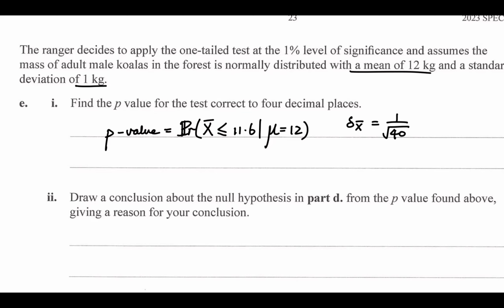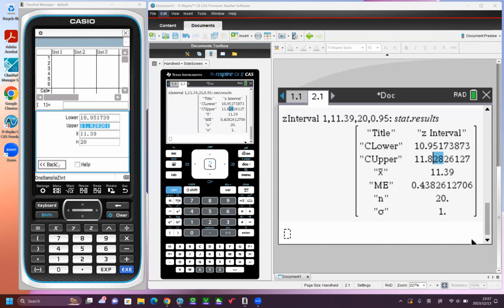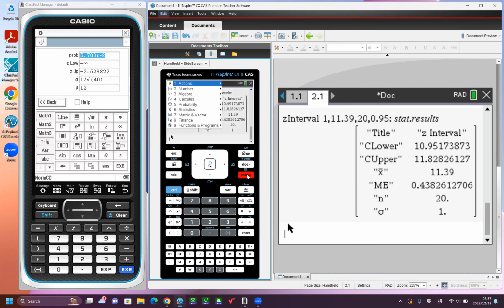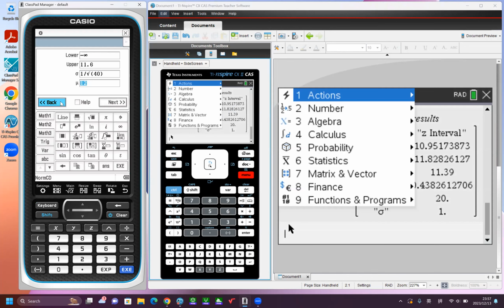And using your CAS calculator, let's have a look. Okay, go back. Distribution, norm CDF. Lower is minus infinity, I suppose. Upper is going to be 11.6. Sigma is 1 over square root of 40, close bracket. Mu value is 12. Oh, this is 5.706 times 10 to the power of -3. Probably I just need to move the decimal places by 3 times. So I'm guessing this is 0.005706 something. Yep, that's a valid way.